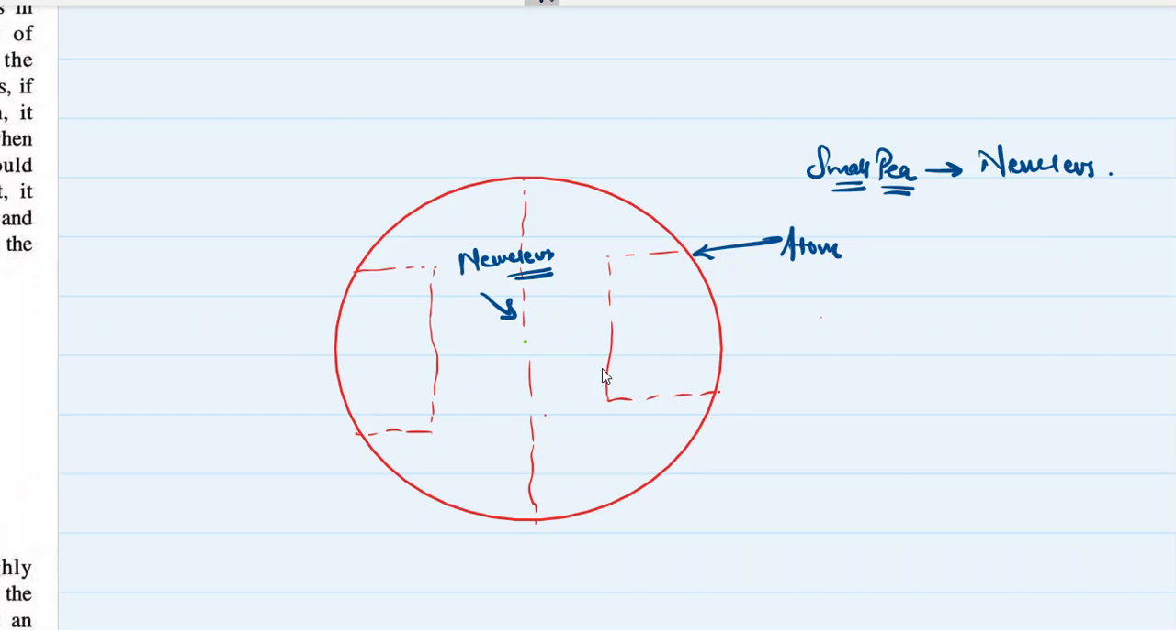So that's why all the alpha particles pass through easily. Only a few alpha particles which come exactly near the nucleus get deflected through large angles. Otherwise they pass through very easily because the atom as a whole is relatively empty. Okay.